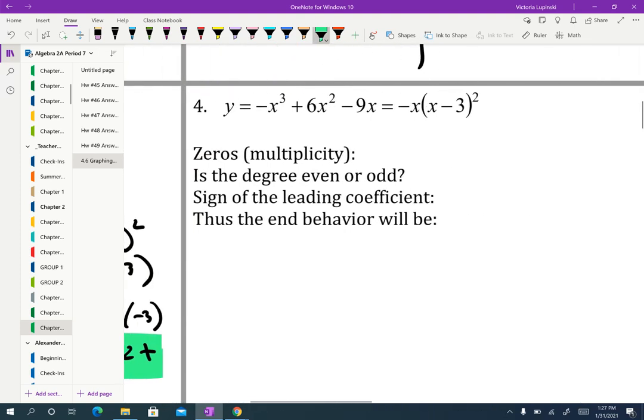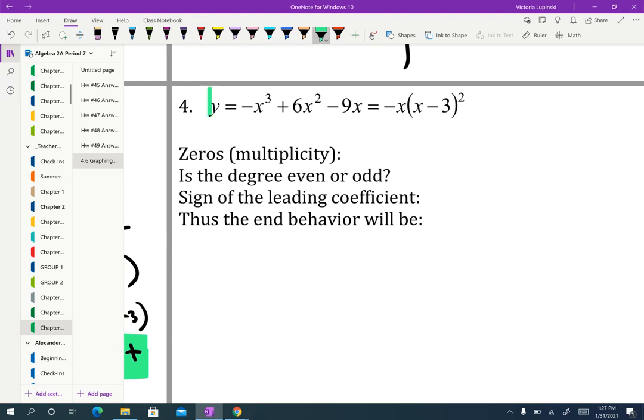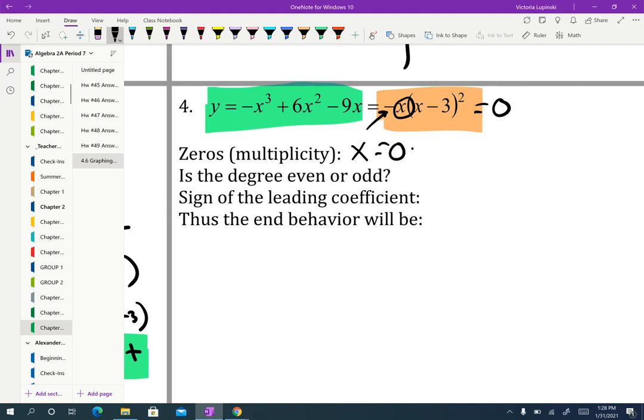Let's take a look at number 4 here. So number 4, we're back to having both versions. So over here on the left, you have standard form and then factored form on the right. So for the zeros, look at the orange. This negative, remember, tells us about the end behavior, but we're just going to look at the x. If you were to set this equal to 0, that single x would give you a 0, and that's a multiplicity 1, and then a +3, multiplicity 2.